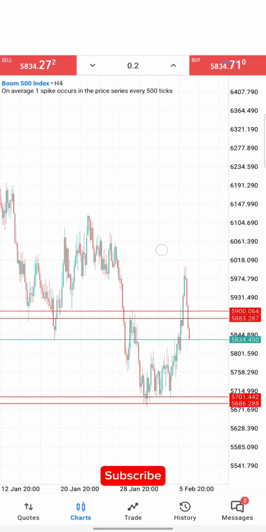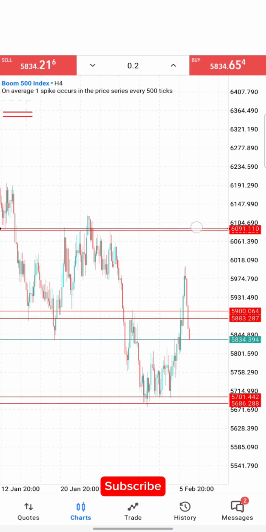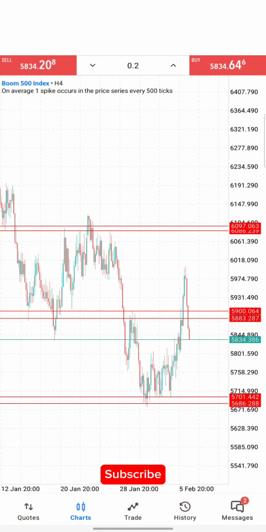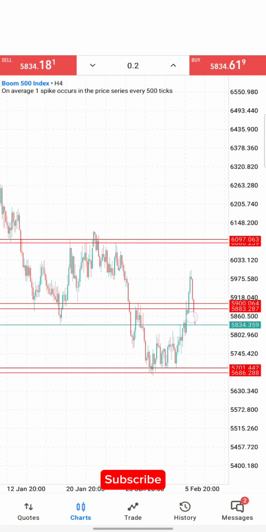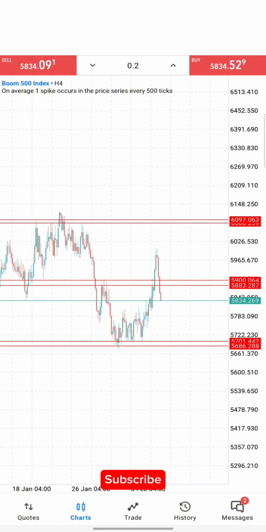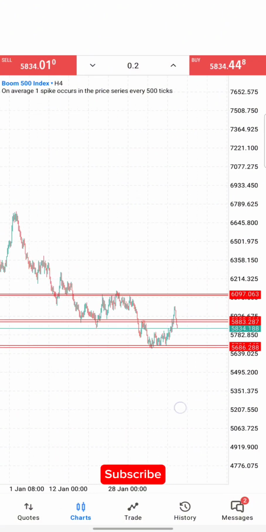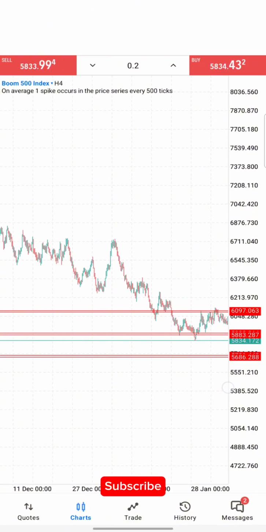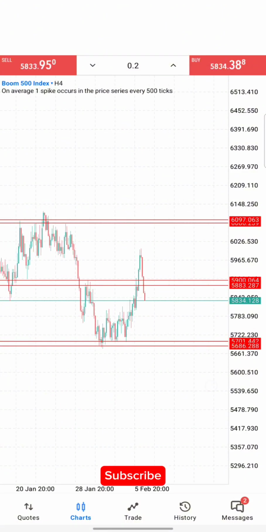Now you have to look out for zones that have more touches. When we say more touches, zones that have been tested previously in the past, they have more rejections in the market. Now when you draw out your zones, you watch out for your trend lines. Now you zoom out of the market so that you'll be able to see your trend lines, so that you can draw your trend line very well.